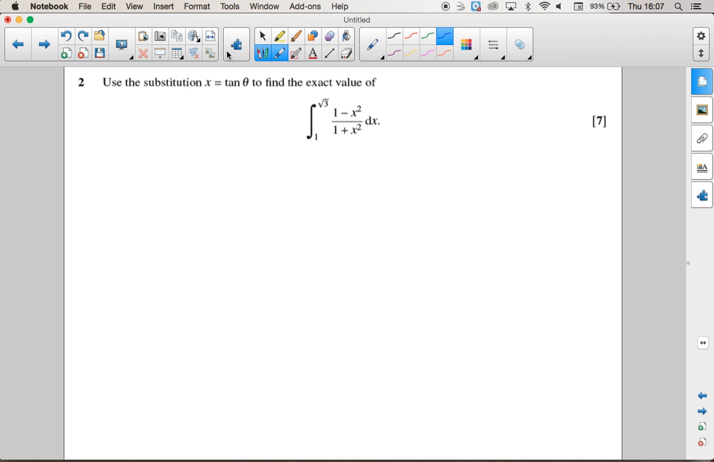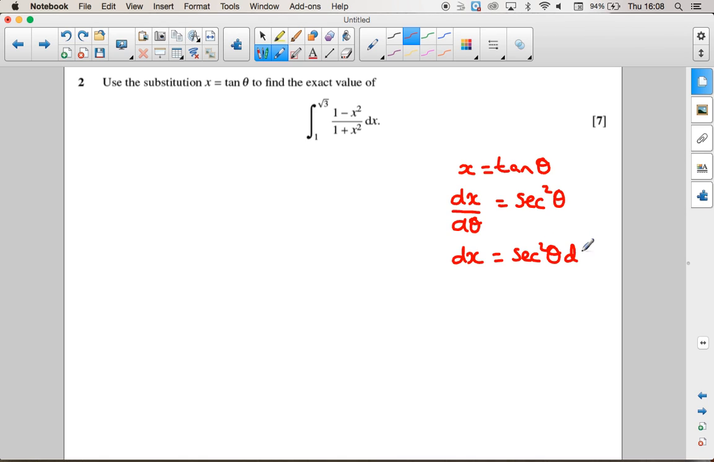Question 2 is our integration by substitution question. So I always start on the right hand side of my page taking this substitution. They've asked us to use a substitution that x equals tan theta. We differentiate this as it is. So dx by d theta is what you get when you differentiate tan, and when you differentiate tan theta, you get sec squared theta. So that means that dx is sec squared theta d theta.